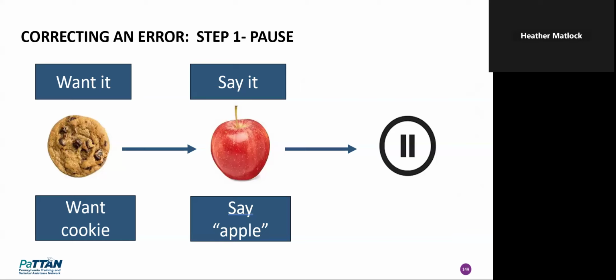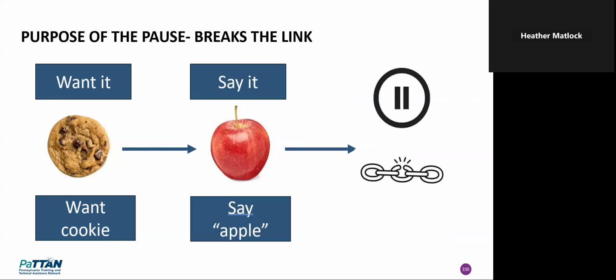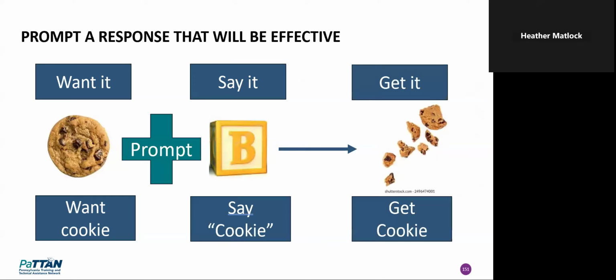So I'm going to then try to silently count for a few seconds. Now, generally, it's about 3 to 10 seconds, depending upon the learner and the situation. It's not that big of a deal. I might just pause for 3 seconds and then go for the next step. Now, the purpose of the pause is that it puts some time in between the error and the next step, which is going to lead them to getting what they want. After the pause, the next step is you're immediately going to prompt a response that will be effective.